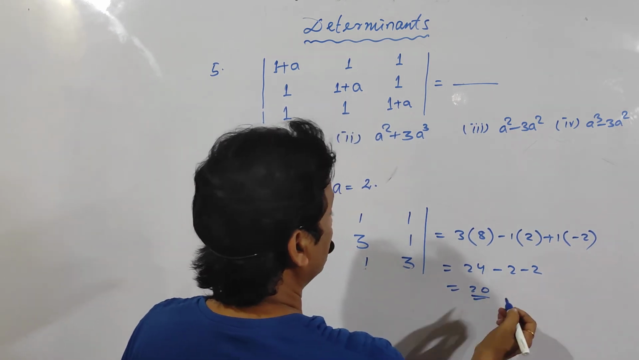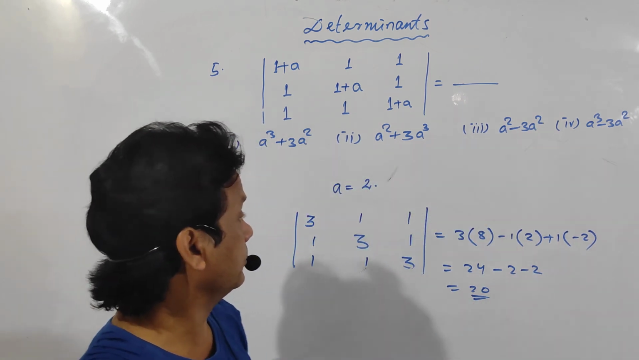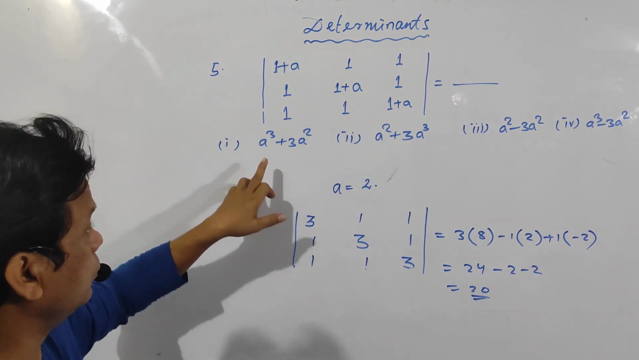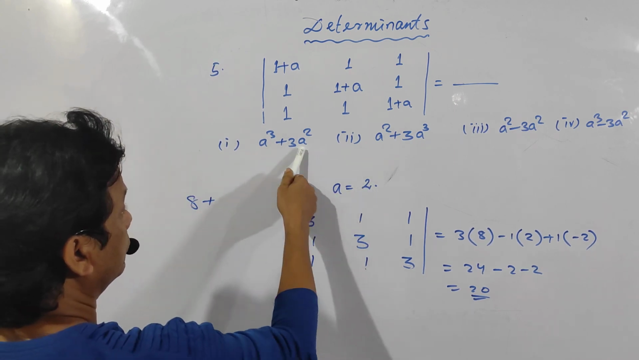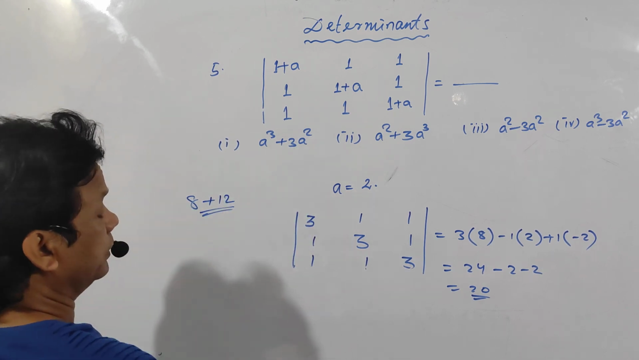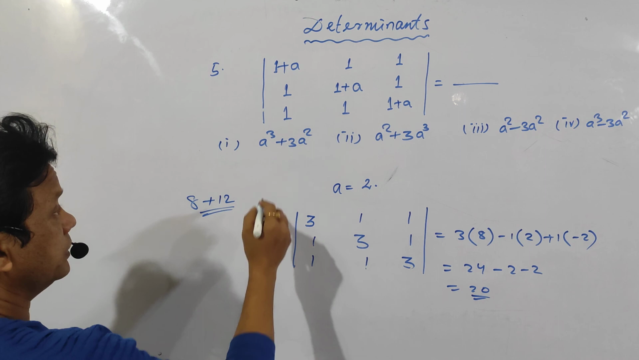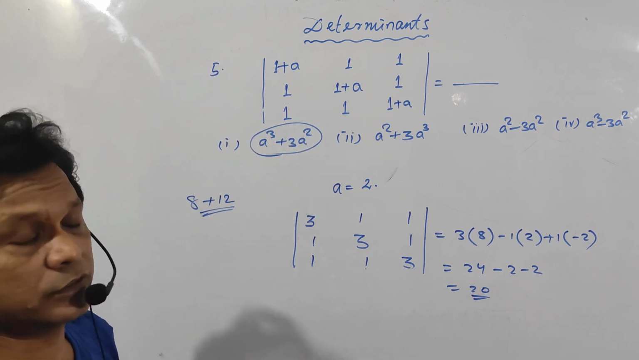So let us see which one of the four values gives 20. Simply put, a is equal to 2. 2 cube, it is 8, plus 2 square is 4, 4 into 3 is 12. So this gives 20. Okay, so this is the result. This one is the answer. That means a cube plus 3a square is the required result. Okay.